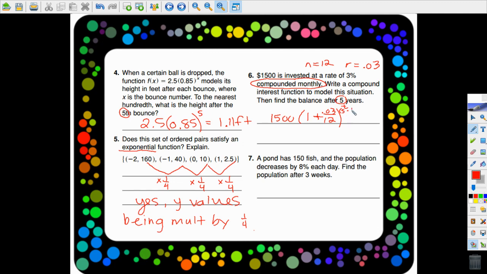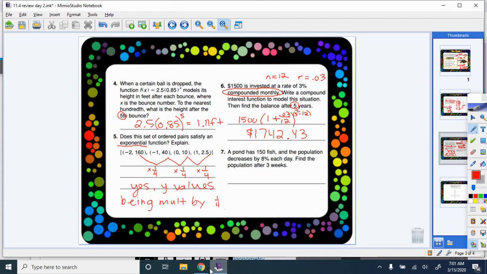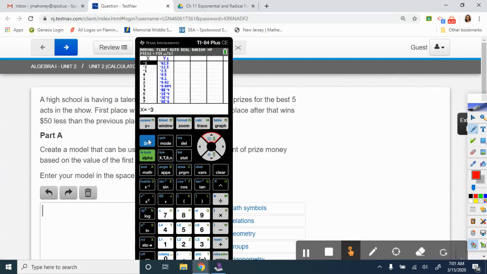Oh my goodness. Now this might take a few tries on your calculator to type it in correctly, but once you do, you're going to get $1,742.43. I would type it in piece by piece. In fact, let's take a look at this. Let's go to our calculator and let's start with the 0.03 divided by 12. So I'm starting inside the innermost parenthesis, plus 1.